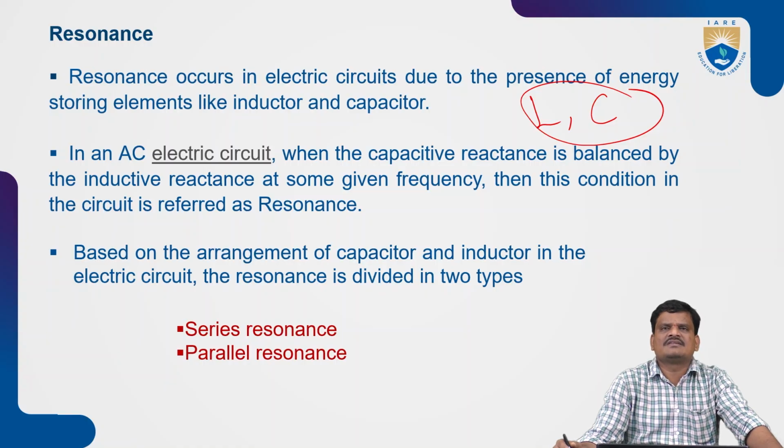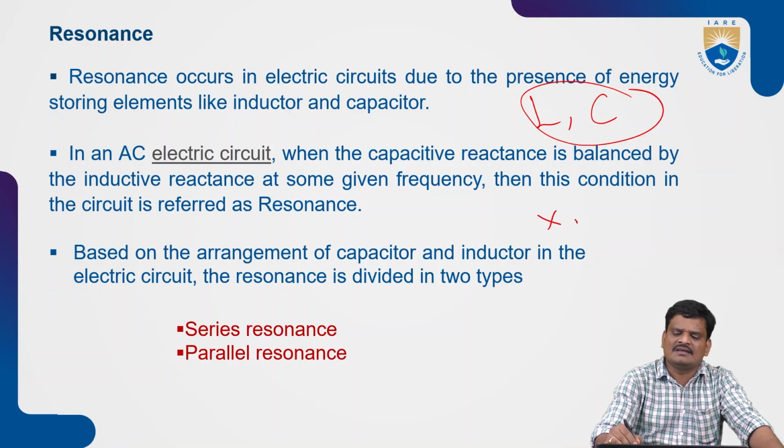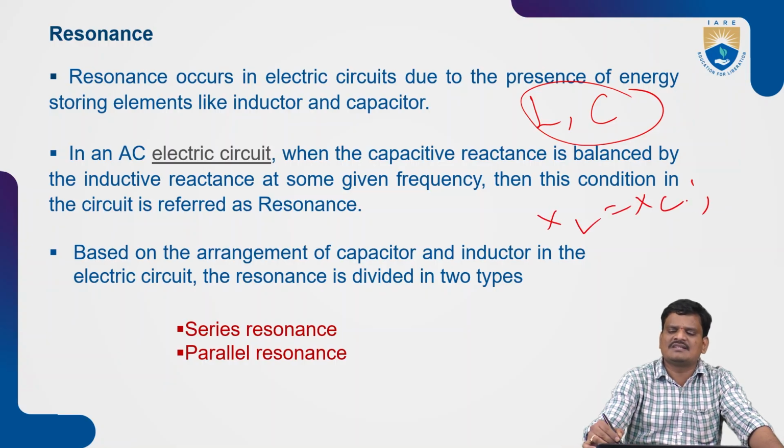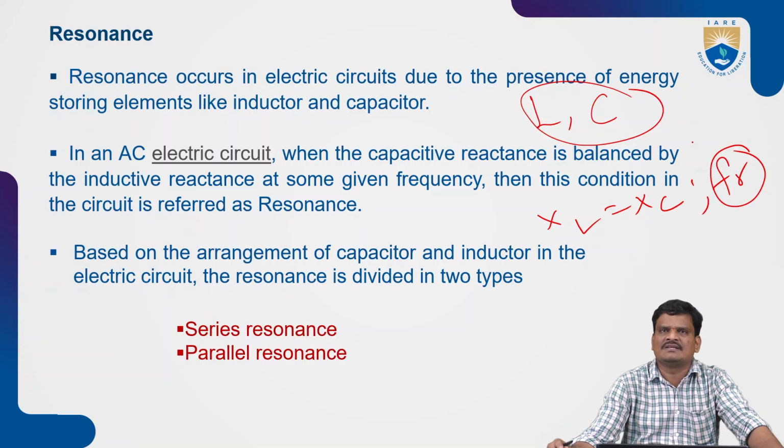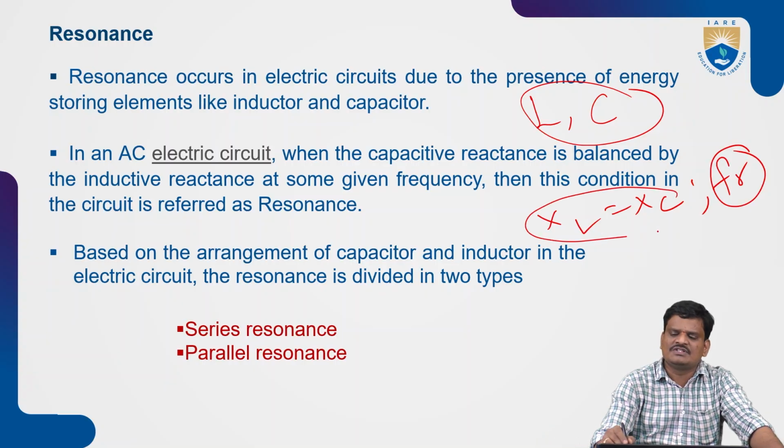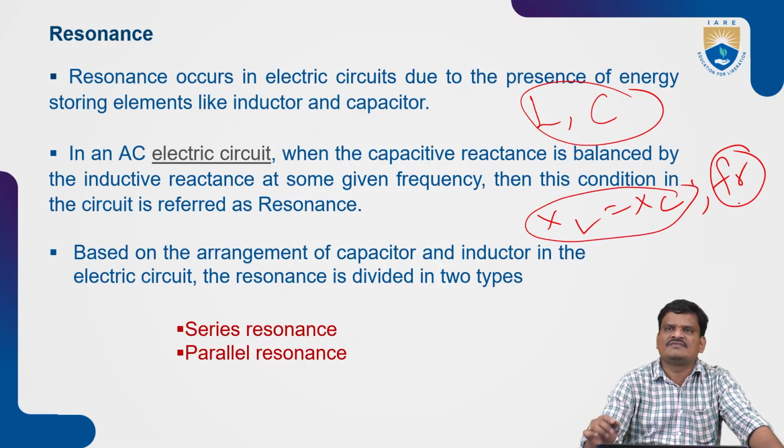So in an AC electrical circuit, when the inductive reactance is balanced by a capacitive reactance at some frequency, that condition is considered as resonance. That is XL equal to XC. That particular frequency is called the resonant frequency. The condition obtained at that resonant frequency is considered as resonance.